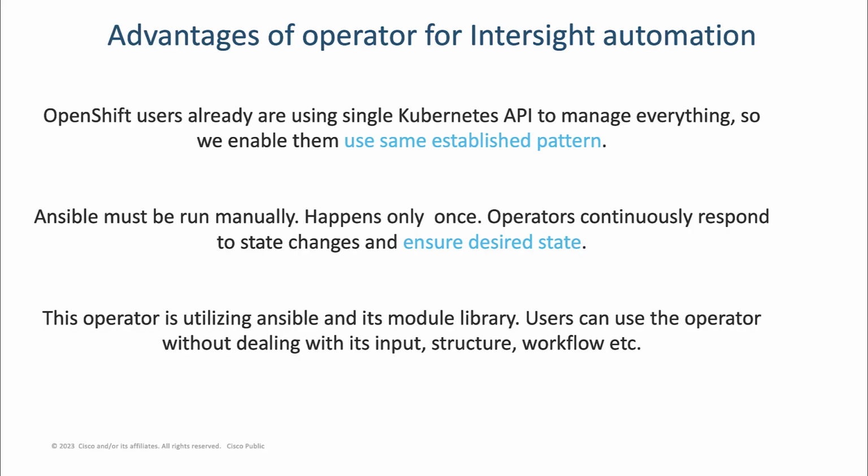The advantage of having an operator for infrastructure automation is that running Ansible must be done manually and happens only once. Operators continuously respond to state changes and ensure the desired state. This operator is utilizing Ansible and its module library. Customers can use the operator without knowing the Ansible structure or dealing with the workflow. Another advantage is that OpenShift users are already using a single Kubernetes API to manage everything, so we enable them to use the same established pattern.